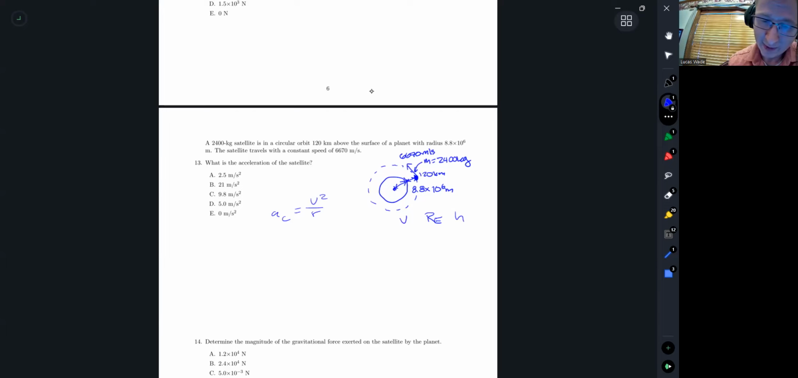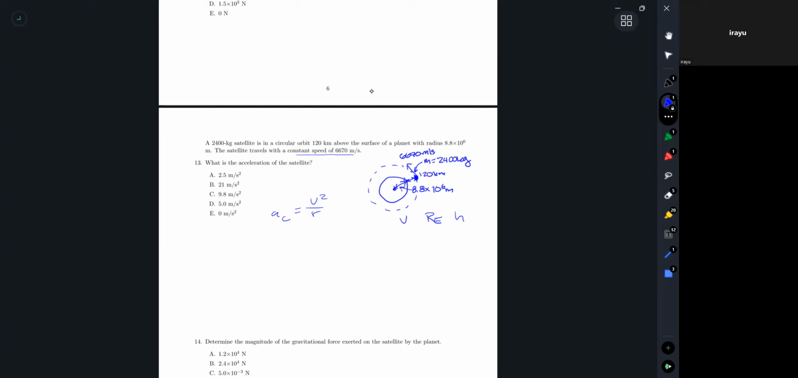So we are given directly that speed v. What about the radius r? What radius should we use? 8.8 times 10 to the 6. Okay. Is the satellite orbiting in this circular path about the center of the planet at that distance, or at a slightly different distance? Because remember, we're given the radius, not the diameter of the planet.